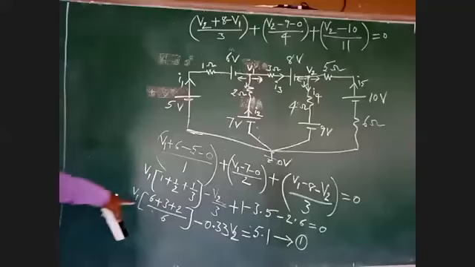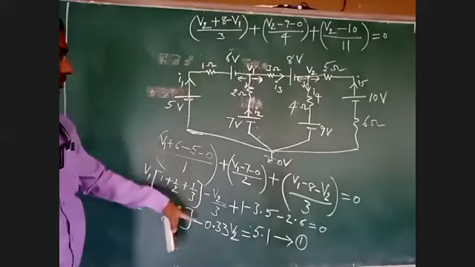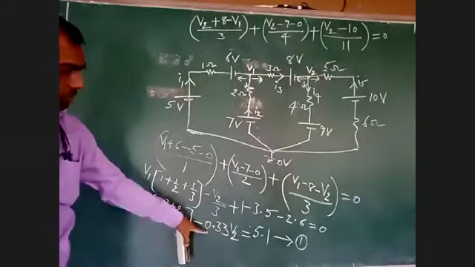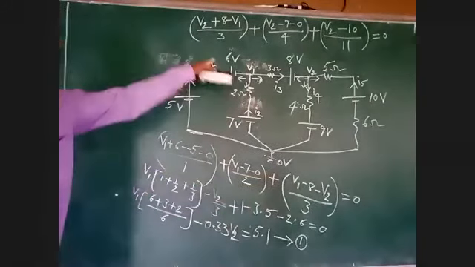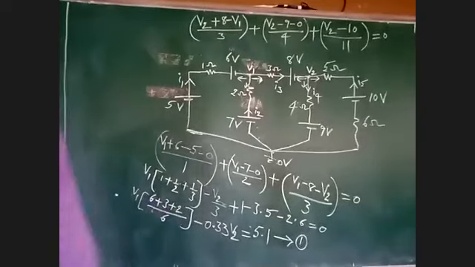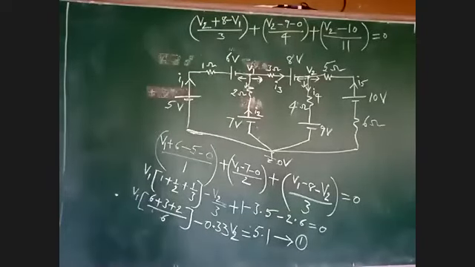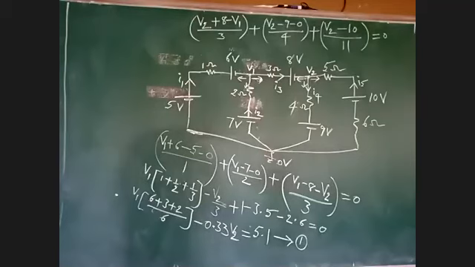Now separate V1 and V2 terms here. First write V1 terms, next V2 terms, equal to constant. If you solve these two equations, we will get V1 and V2. Don't simplify now, just write down, separate the terms. Afterwards, you can solve this.